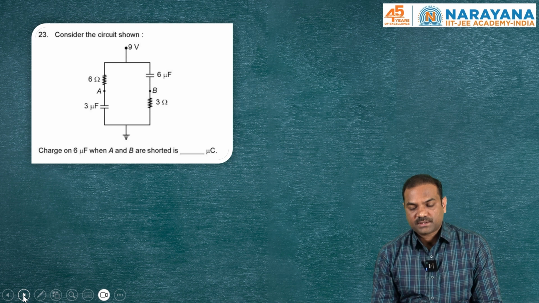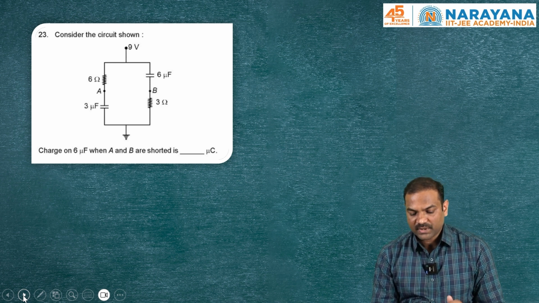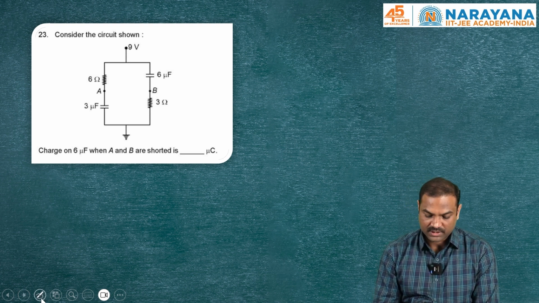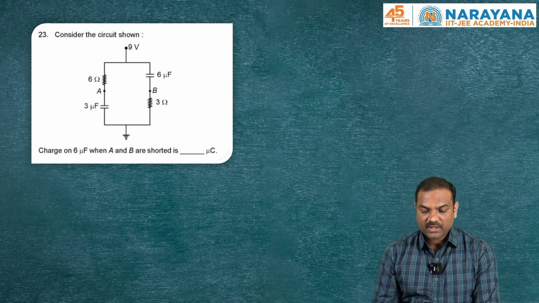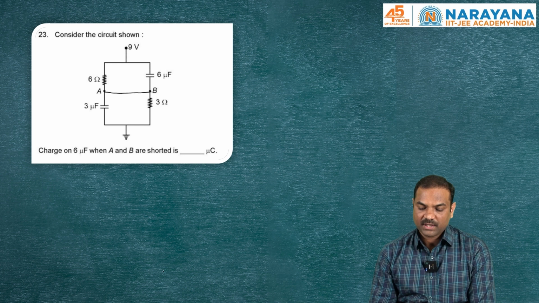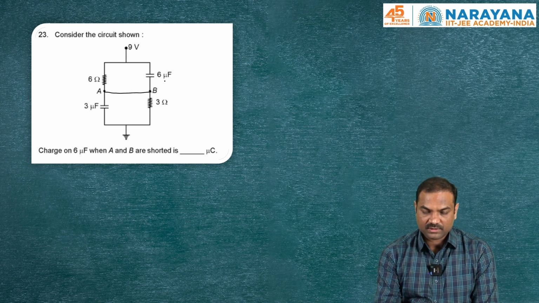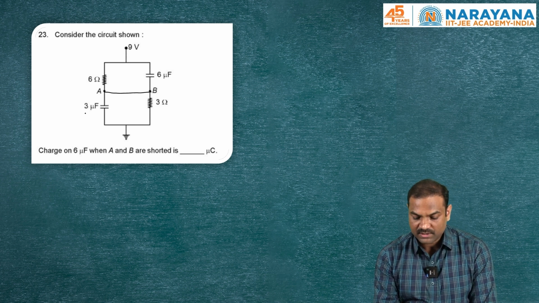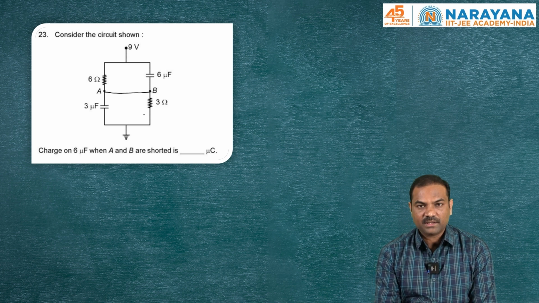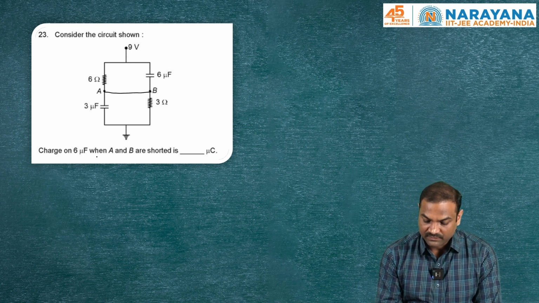The next question is related to capacitors and steady state. They're asking for the charge on the 6 microfarad capacitor when A and B are shorted. This is important: what is the meaning of A and B shorted? It means you connect A and B with a conducting wire. Then the 6 ohm and 6 microfarad both will be in parallel, and the 3 ohm and 3 microfarad also will be in parallel. And we know that they're asking for charge.